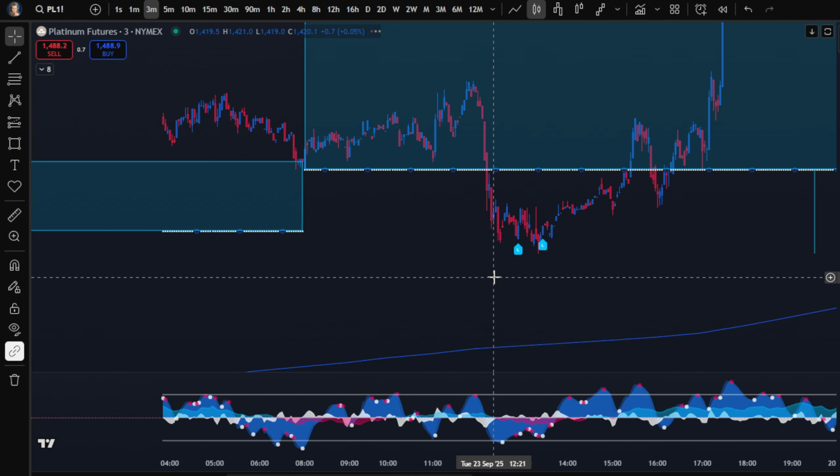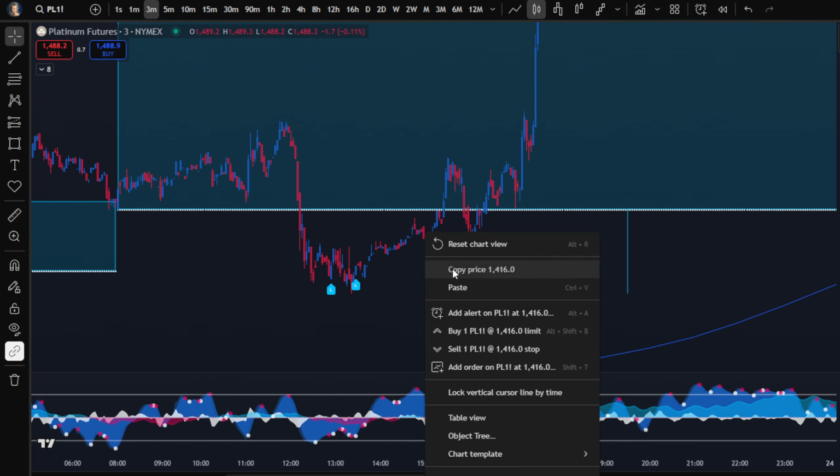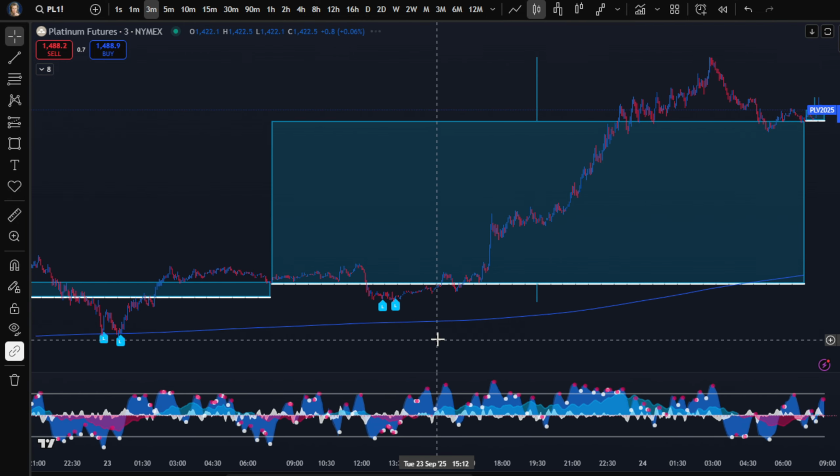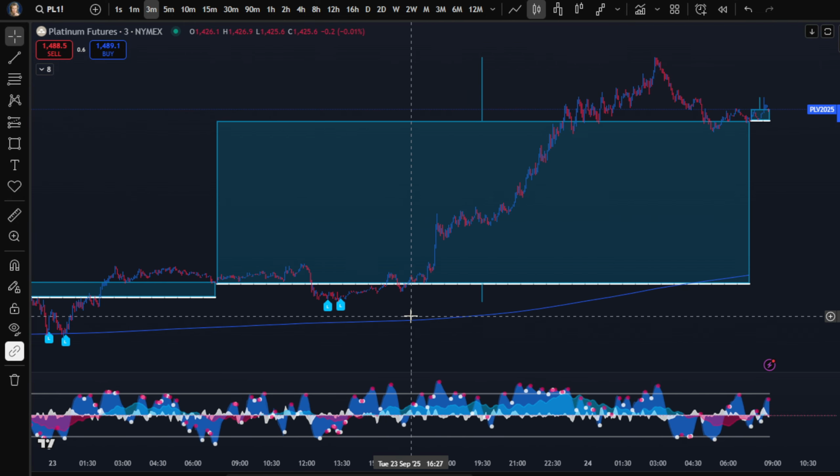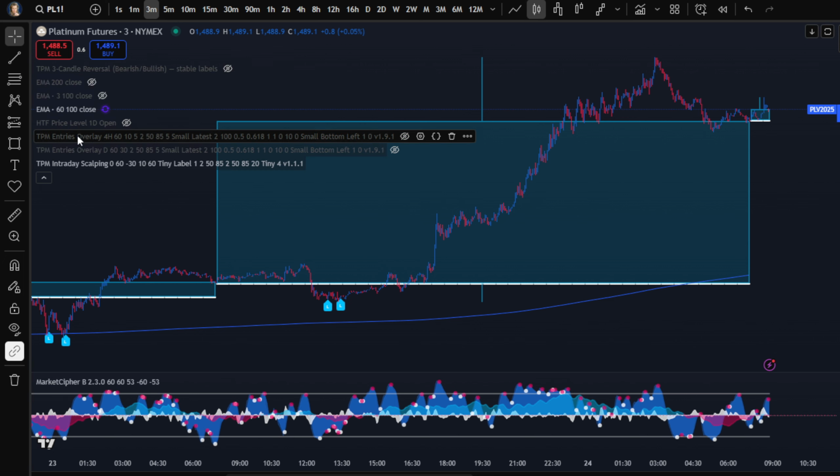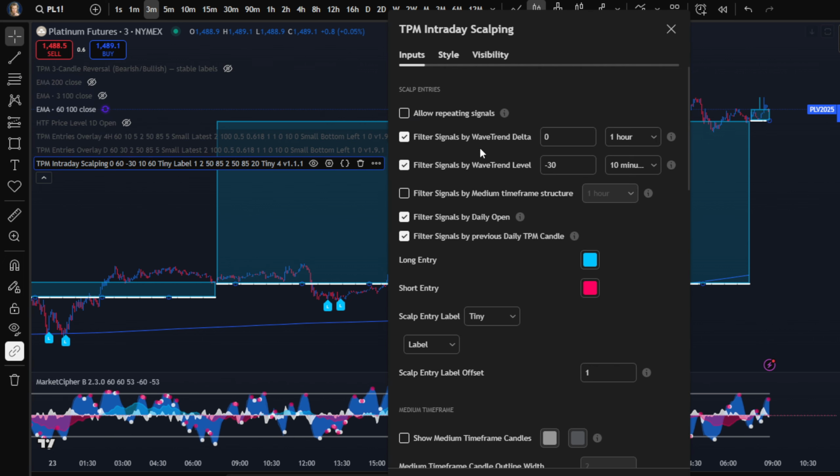Okay, I'm just going to be talking about the scalp indicator settings using Platinum's chart. We're just going to be doing the long example. The shorts are inverse. So I'm just going to bring the indicator up and start with the first setting. By default, it is filtering the 1 hour VWAP.